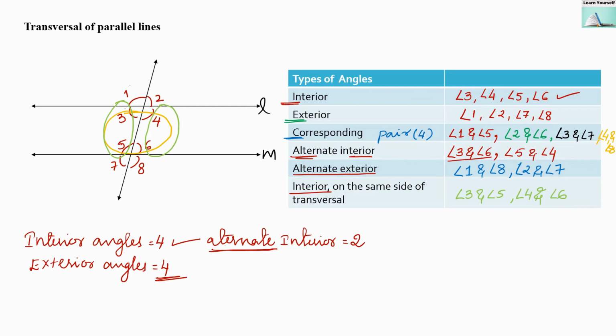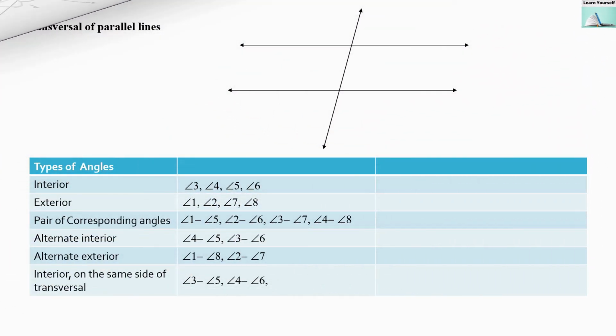Now let us understand which angles are equal and which angles are supplementary. Let us see the properties of the angles, which angles are equal and which are supplementary. So here let us name them: angle 1, angle 2, angle 3, 4, 5, 6, 7 and 8. Now, for interior angles and exterior angles, there are no properties.